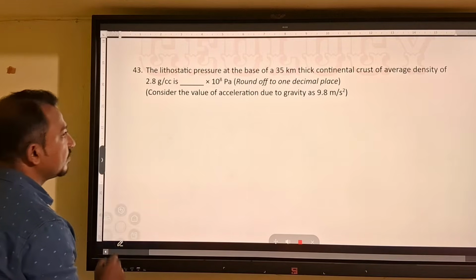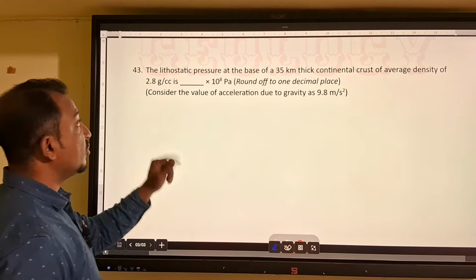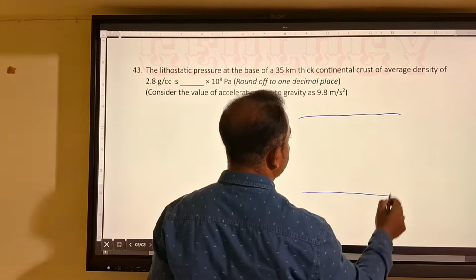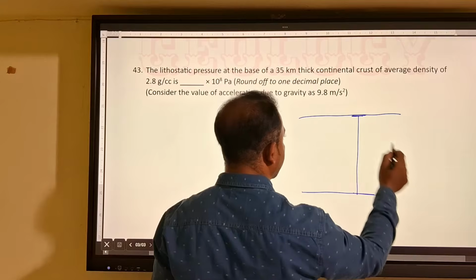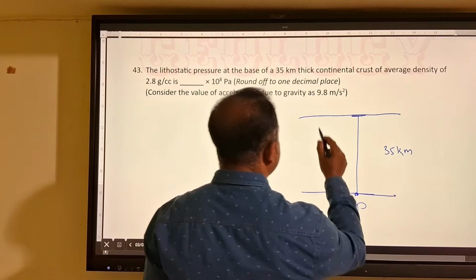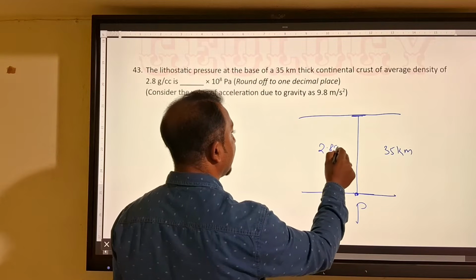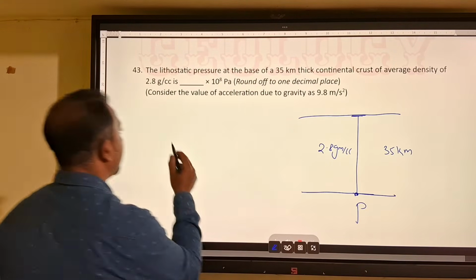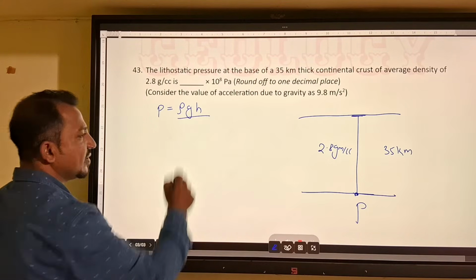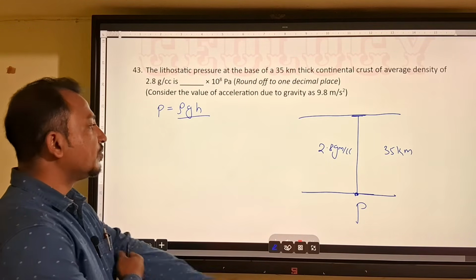Next, it is a very common question. They already asked it many times in previous years. It is given the lithostatic pressure at the base of a 35 kilometer continental crust. Suppose this much is your 35 kilometer. We have to calculate the pressure here. The average density of the crust is given as 2.8 gram per cc. So we know the formula: pressure equals rho g h. H is the depth, rho is the density, g is the acceleration due to gravity.